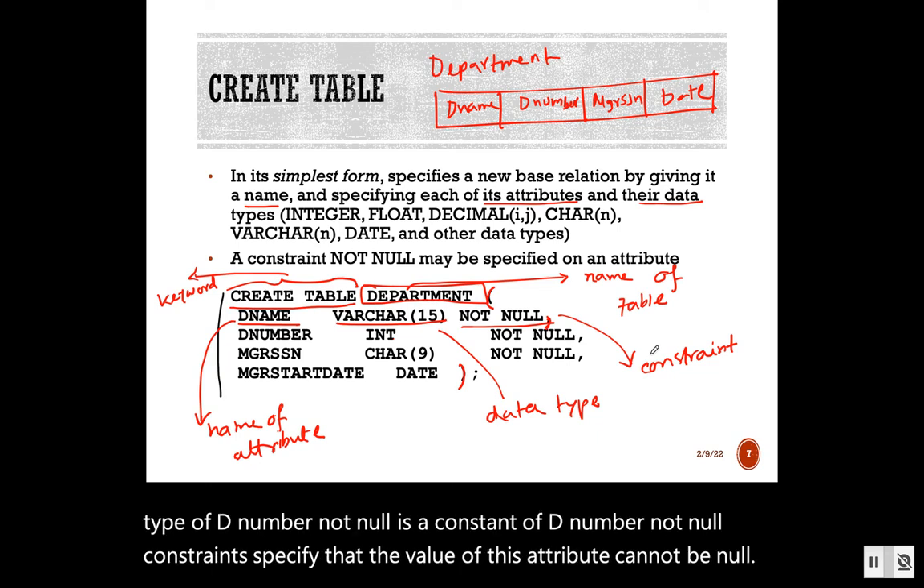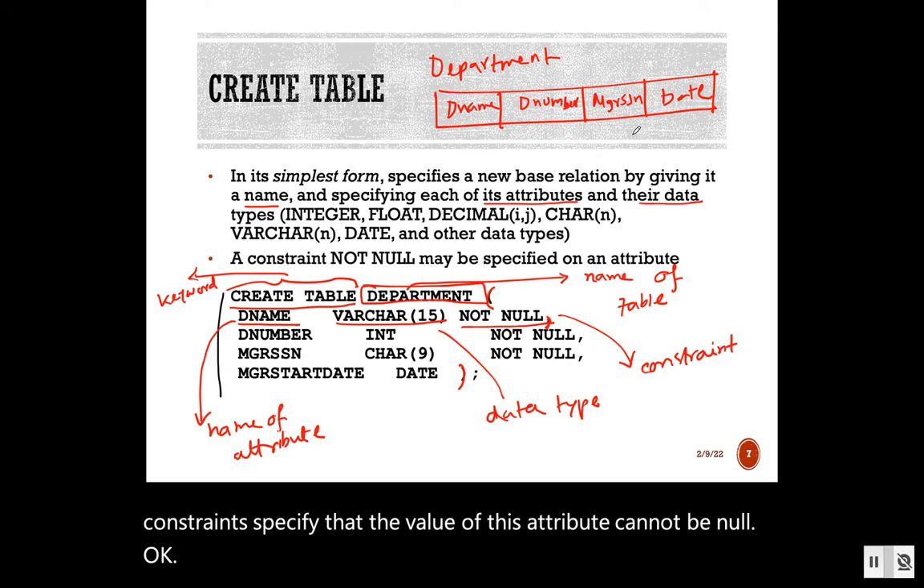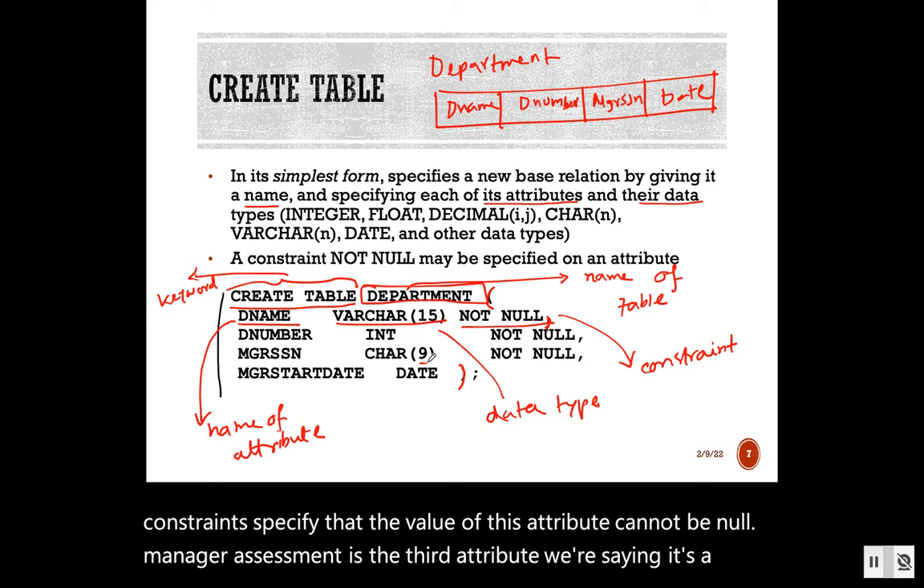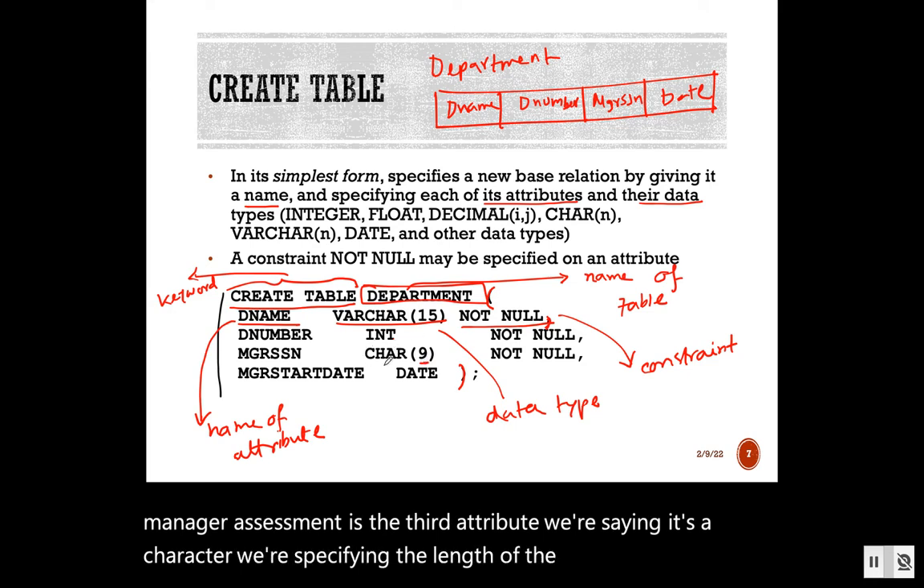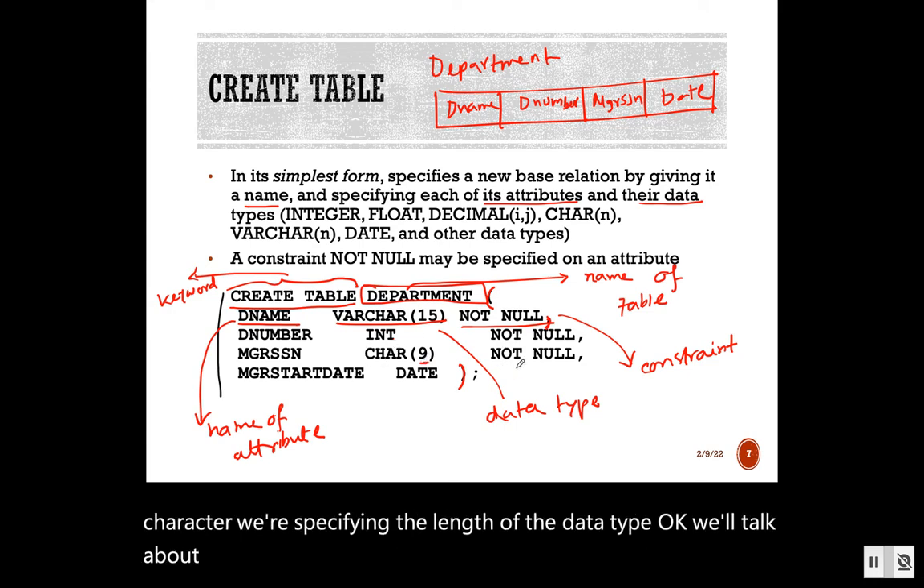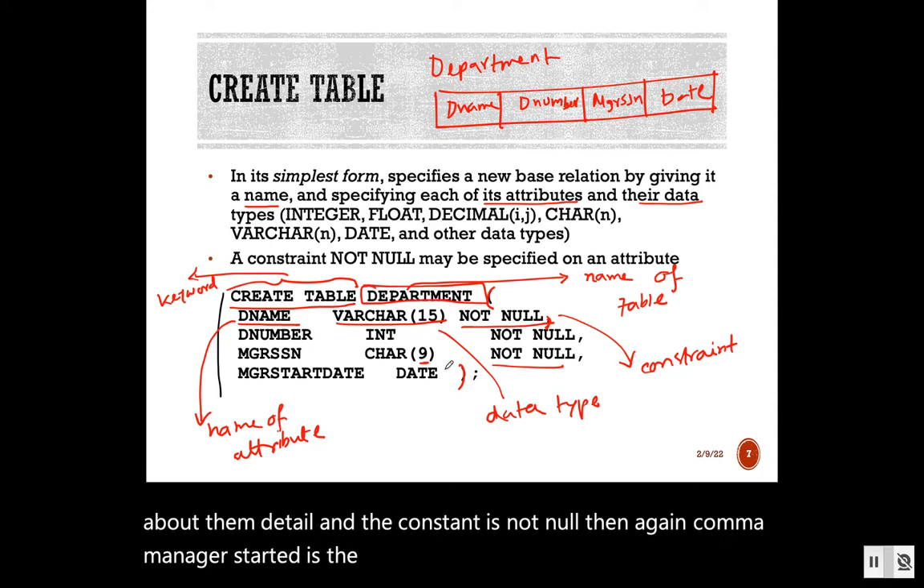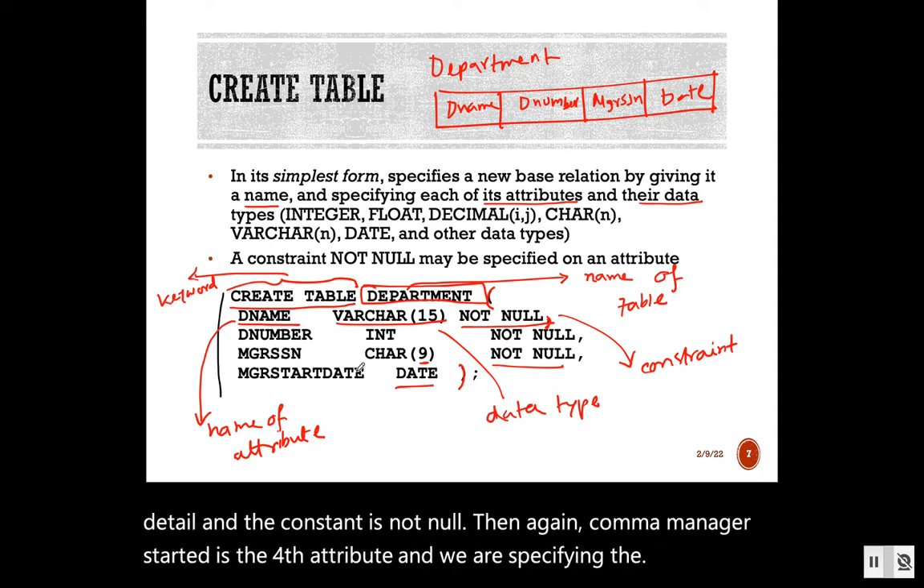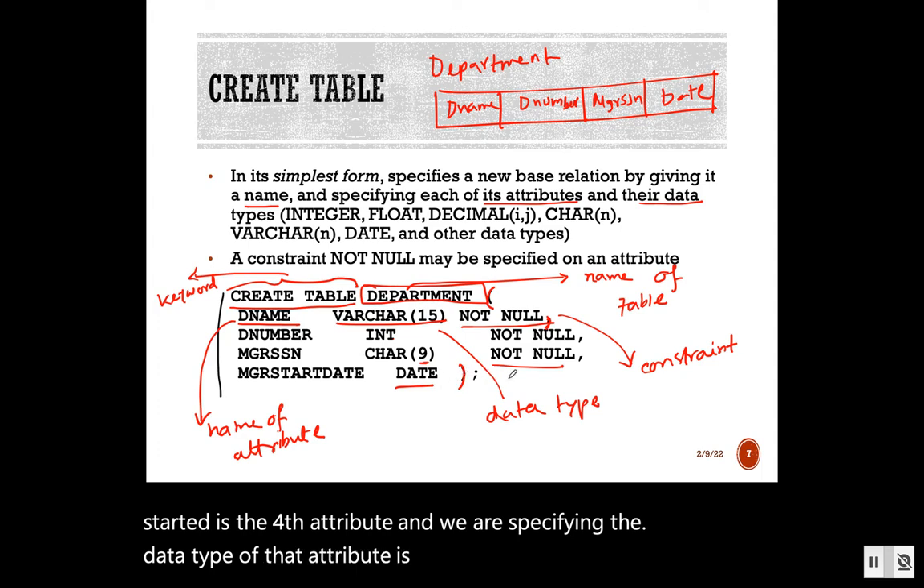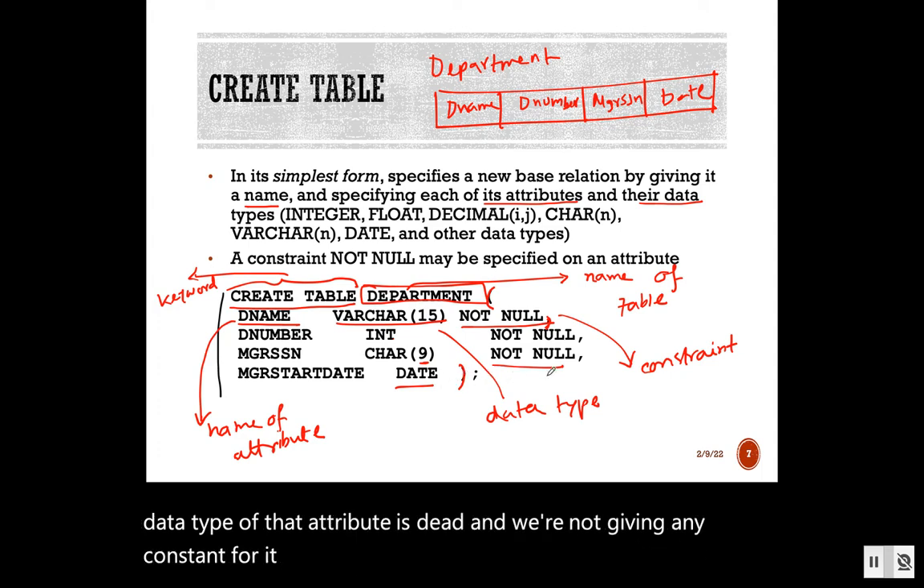Okay, manager SSN is the third attribute. We are saying it's a character. We are specifying the length of the data type. We'll talk about them in detail. And the constraint is not null. Then again a comma, manager start date is the fourth attribute, and the data type of that attribute is date, and we are not giving any constraint for it. So we can have an attribute without any constraint.